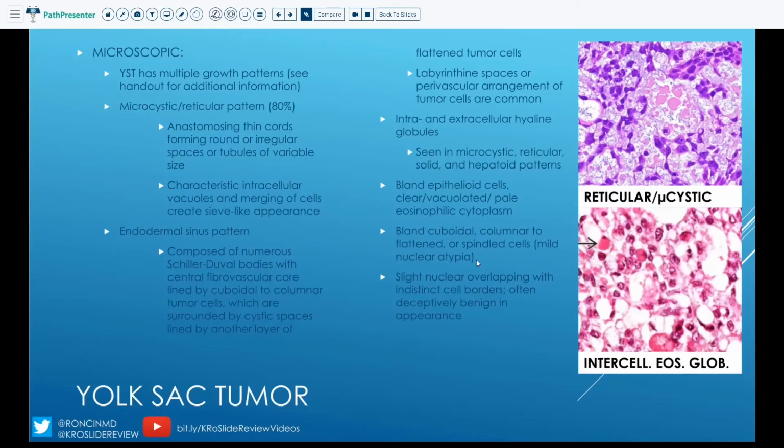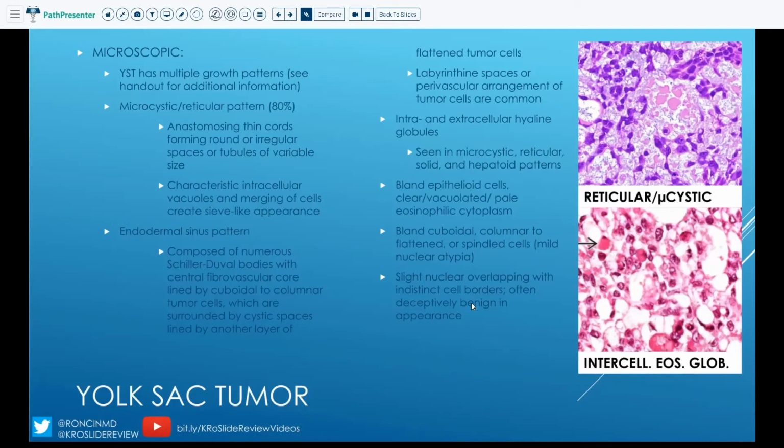Again, we're going back to indistinct cell borders, so again, similar to embryonal. And when it says deceptively benign in appearance, usually what this means is that even though it looks bland, this is something that you really want to pay attention to.